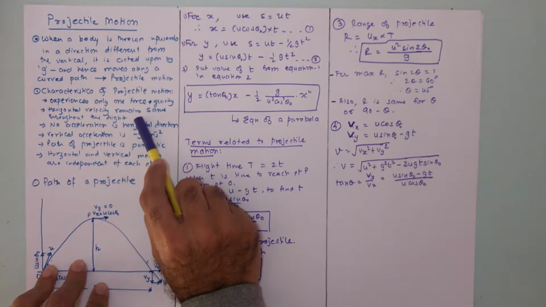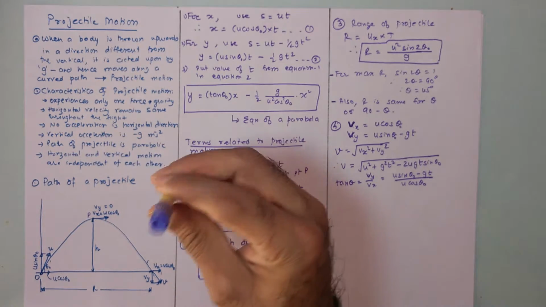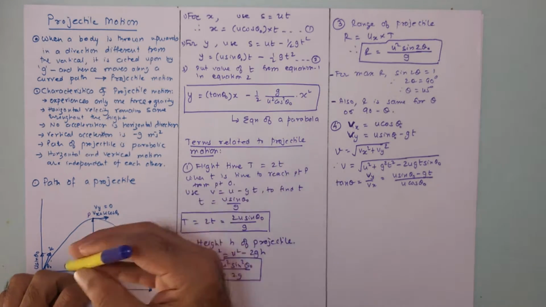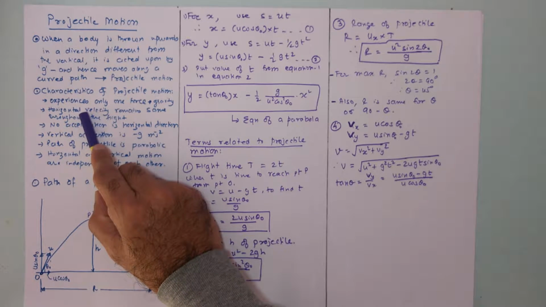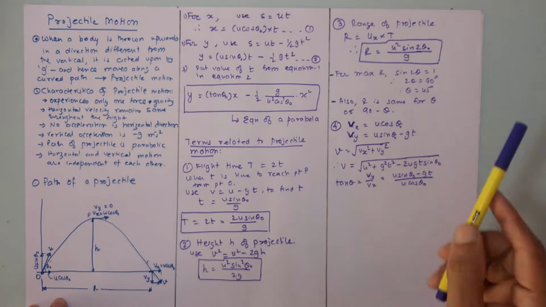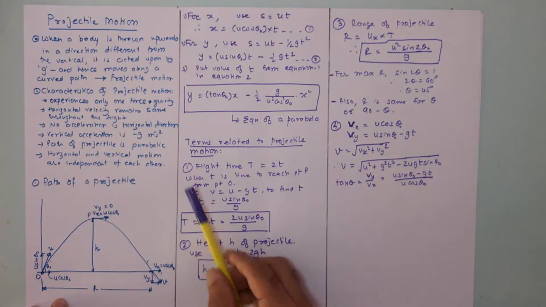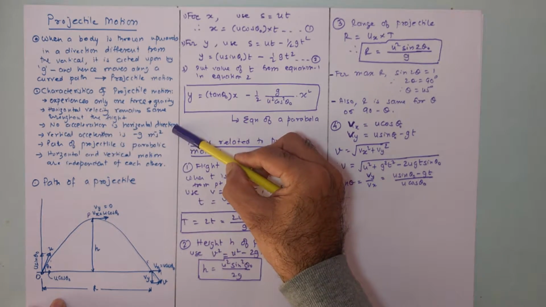Secondly, the horizontal velocity remains the same throughout the flight. The reason being the only force is gravity, which is acting in the vertically downward direction. So there's no force acting in the horizontal direction. Whatever initial horizontal velocity is given to the object, it continues to move with the same horizontal component of velocity throughout its journey. No acceleration in the horizontal direction, because there's no change in horizontal velocity.